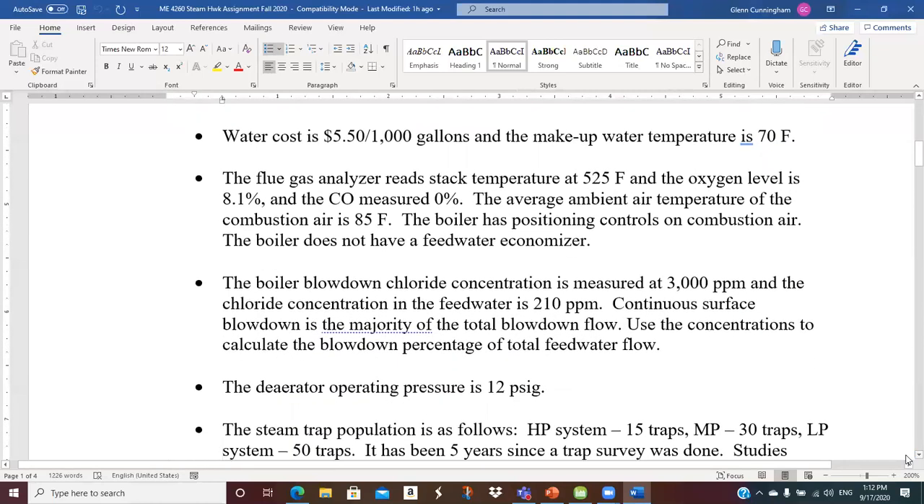Makeup water temperature is 70. Flue gas analyzer reads stack temperature at 525. Got some potential there. And the oxygen level is 8.1%, and the CO is 0, which you'd expect with 8.1% oxygen. The average ambient temperature for the combustion air is 85 Fahrenheit. Boiler has positioning controls on the combustion air. Boiler does not have a feedwater economizer.